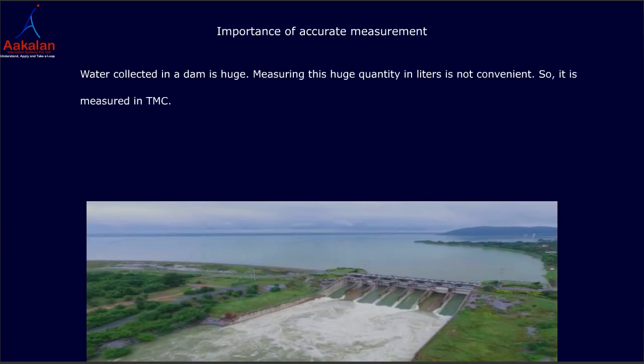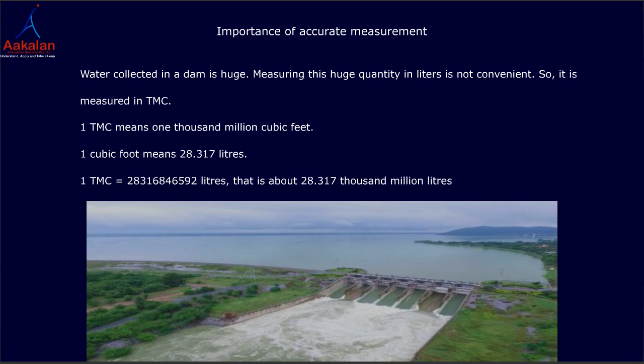Water collected in a dam is huge. Measuring this huge quantity in liters is not convenient, so it is measured in TMC. 1 TMC means 1000 million cubic feet. 1 cubic foot means 28.317 liters. So, 1 TMC is equal to 28,316,846,592 liters. That is about 28.317 thousand million liters.